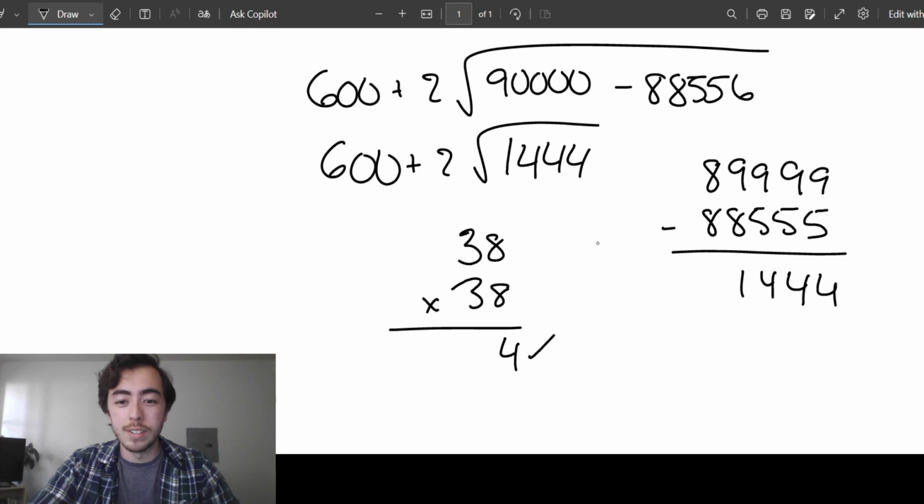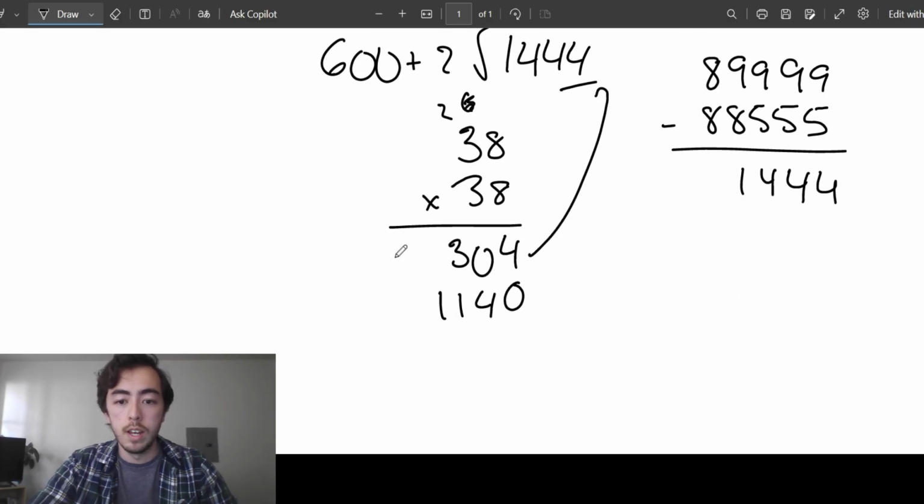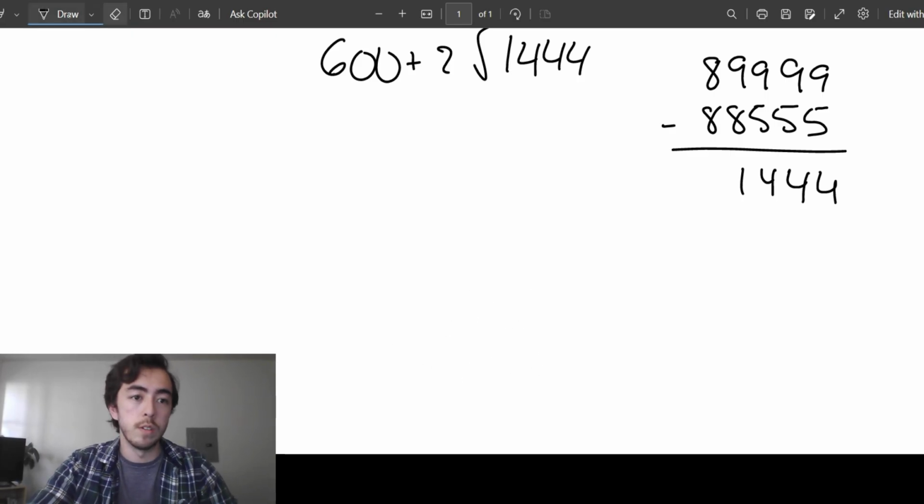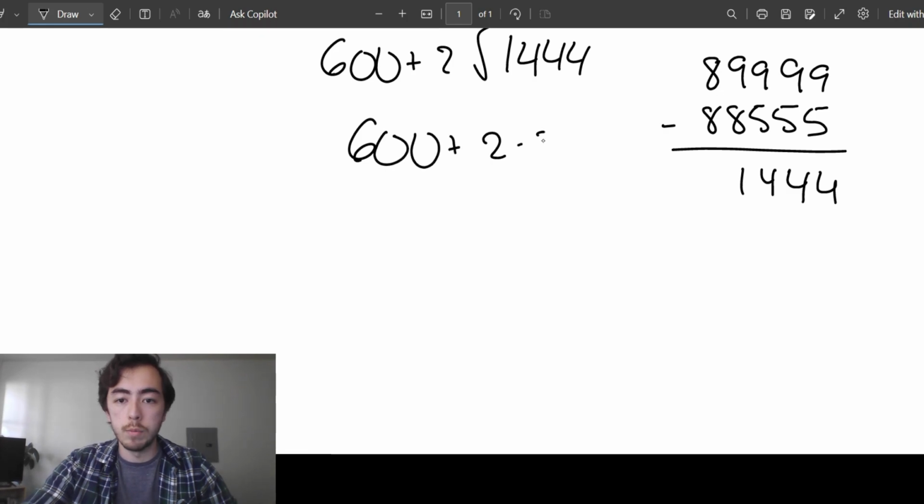So this bodes well because the 4 matches this one right here. 8 times 8 is 64. 8 times 3 is 24, plus the 6 is 30. Placeholder 0. 3 times 8 is another 24. 3 times 3 plus a 2 is 11. And then nice, 4, 4, 4, 1. So this shows that the square root of 1,444 is indeed 38. So we can now just do 2 times 38, and we already saw that that is 76.